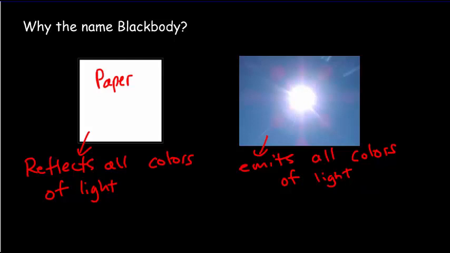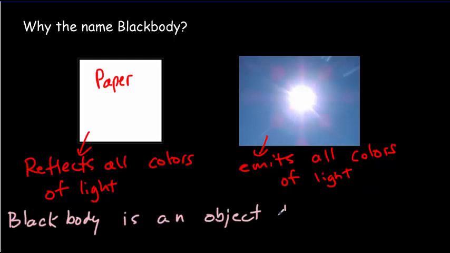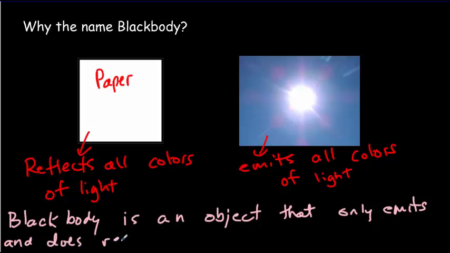A black body is something that doesn't reflect any light. We want to make a clear distinction and talk about only light being emitted and not being reflected. So a black body is an object that only emits and does not reflect light. And of course, what color are objects that don't reflect light? They're black. So we choose this name, blackbody radiator or blackbody emitter.